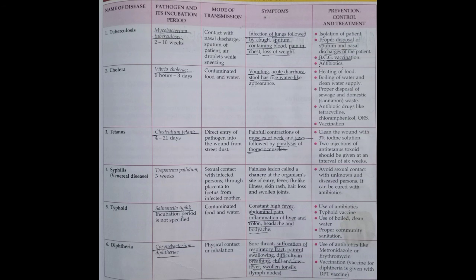Okay. Now our last disease is diphtheria, which we are going to study in the table. It is caused by Corynebacterium diphtheriae, and the mode of transmission is physical contact or inhalation. Symptoms are sore throat, a scratchy feeling in the throat and all, suffocation of the respiratory tract, painful swelling, difficulty in breathing, chill, low fever, swollen tonsils or lymph nodes. These are the symptoms of the disease. If we talk about preventive measures, use of antibiotics like metronidazole or erythromycin, and vaccination is also available, that is the DPT vaccine. It is given to the child or the patient. Got it?